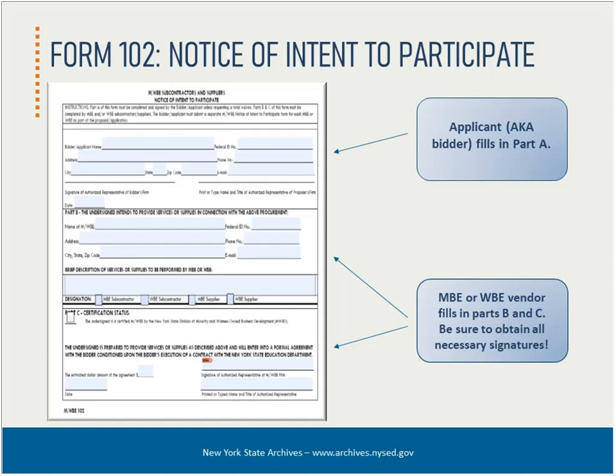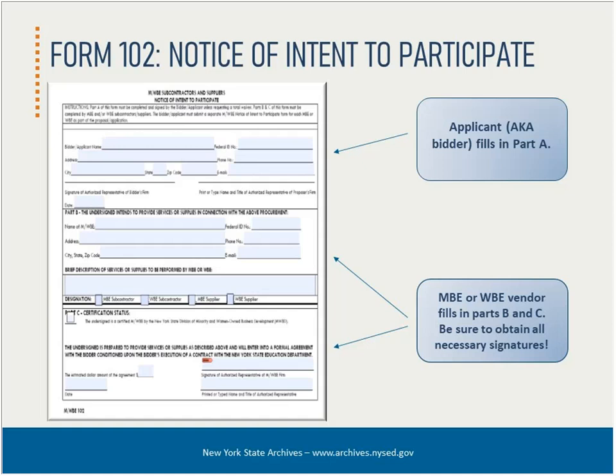Be sure to also have the form signed by an authorized representative and date it. Once you have completed Part A, forward the form to your MWBE vendor. The vendor must complete Parts B and C, including certification status. They must also sign and date the form.